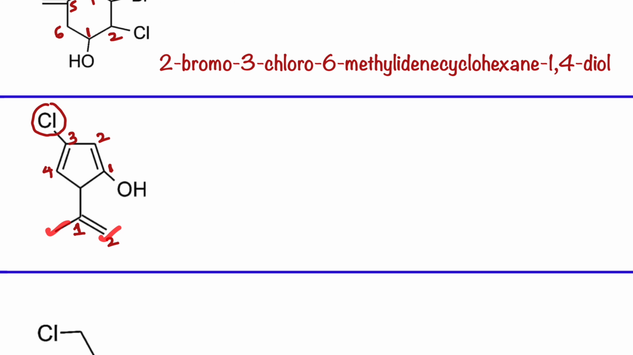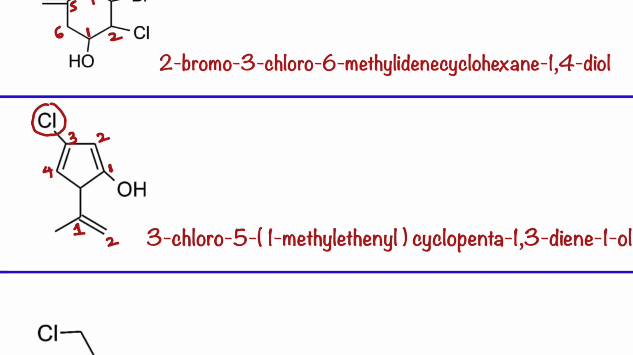This is methylethynyl, this is chloro, and in alphabetical order, therefore: 3-chloro-5-(1-methylethynyl)cyclopenta-1,3-dien-1-ol.